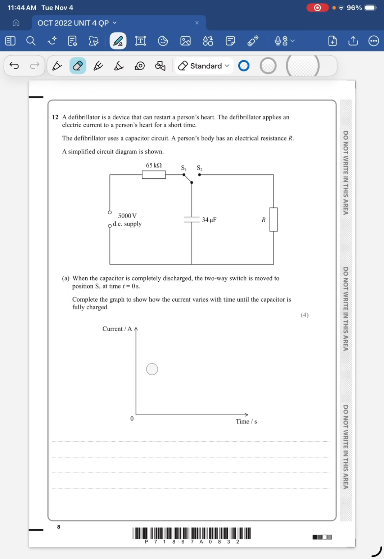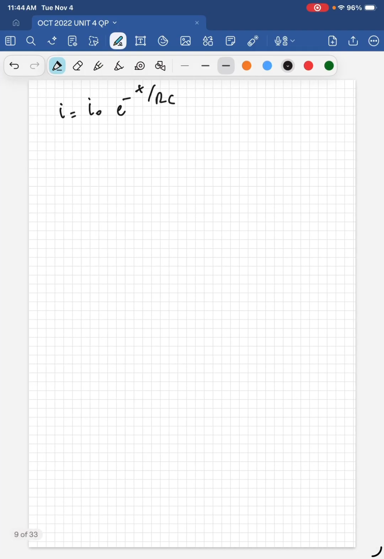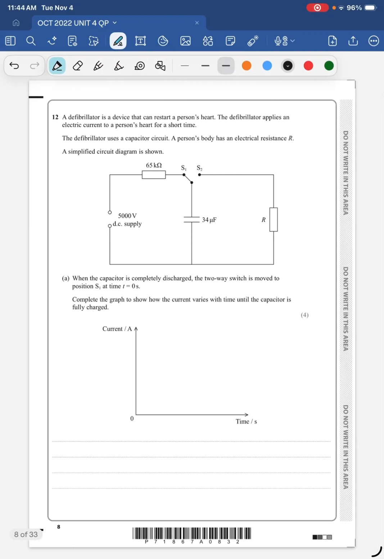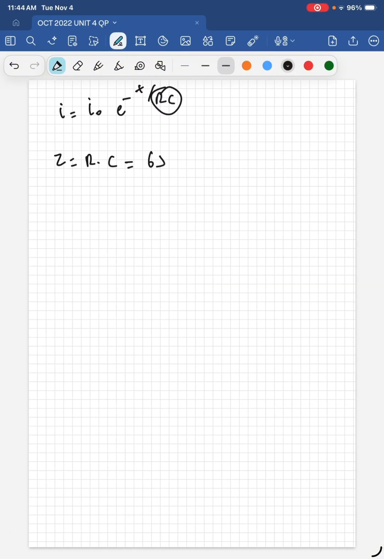Just by drawing this, an exponential decay is correct, but we need to actually specify the numbers. Okay, let's go to the clean page. The time constant tau is equal to RC, and R is 65,000 ohms and C is 34 microfarads. So 65,000 times 34 times 10 to the negative 6 gives us 2.21 seconds for the time constant.